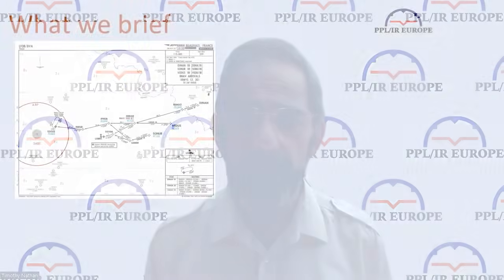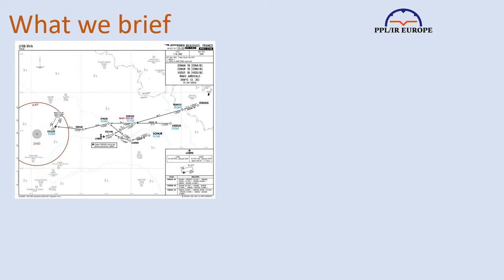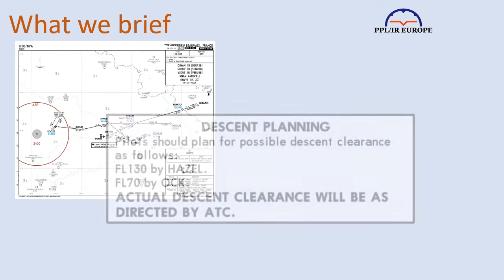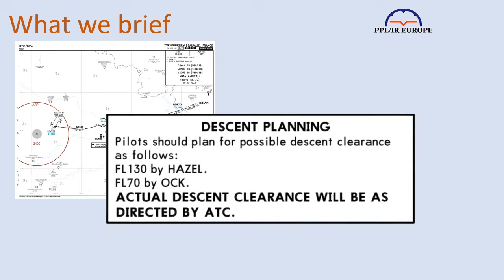Now, what do we brief? It's not just the approach plate. We need to understand the STAR. Although we will almost certainly be following the lateral tracks on the navigator, many of us fly aircraft without VNAV, so we need to be sure to have looked at vertical constraints. Though these are usually amended by ATC, they give an indication of what to expect, and sometimes there's a strong indication of what to plan for.